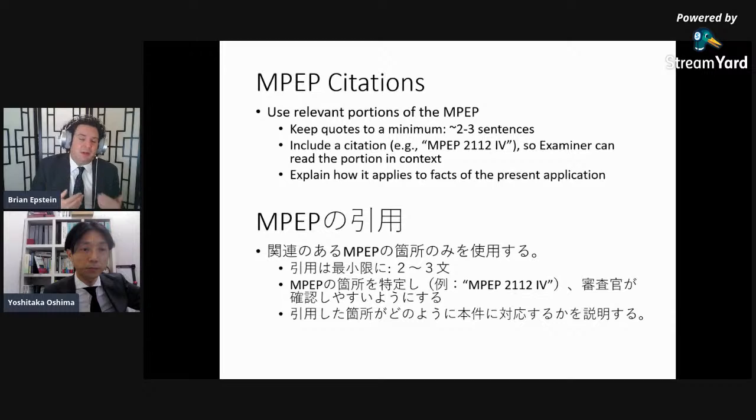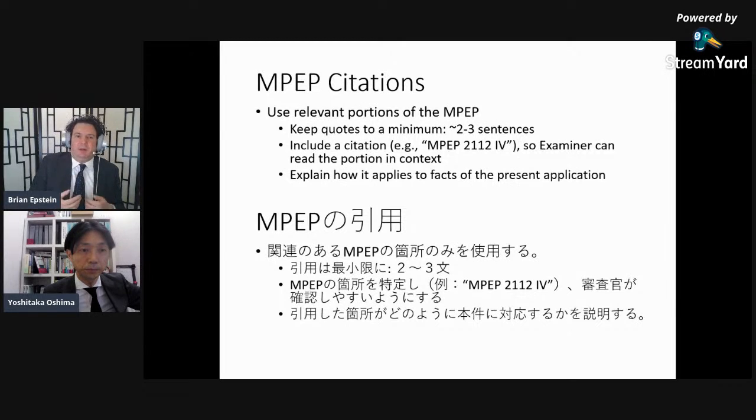as representatives of our applicants, we should use the relevant portions of the MPEP, of course, but keep the quotations to a minimum. What is the minimum? Generally speaking, we're talking about 2 or 3 sentences. Certainly sometimes you can make your point in a single sentence, sometimes in very unusual circumstances or a particularly niche issue, we might cite 4, 5, 6 sentences, whatever. But really, we're trying to quote the minimum necessary to make our point.